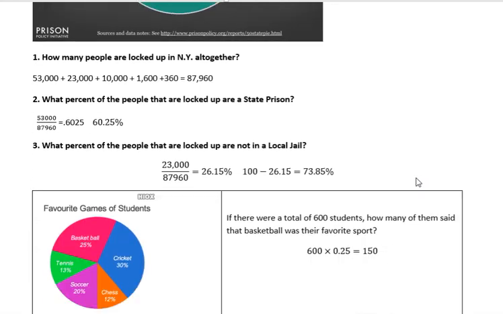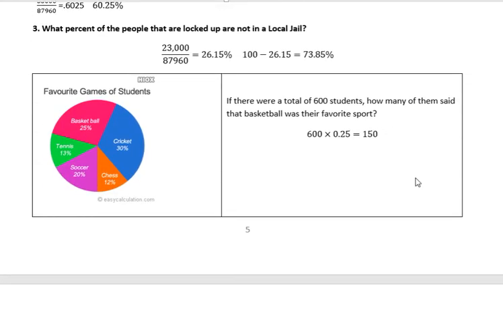The other thing that we could be given in a pie chart or graph is percentages already rather than numbers. So here's a percentage pie chart where they're talking about the favorite games of students, and if there were 600 students in this particular survey, how many of them said that basketball was their favorite sport?